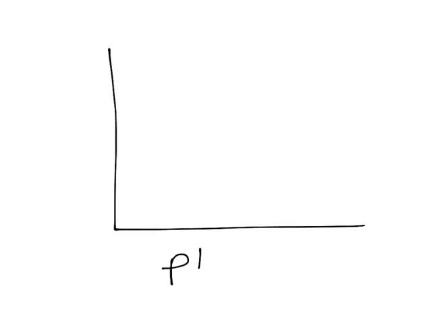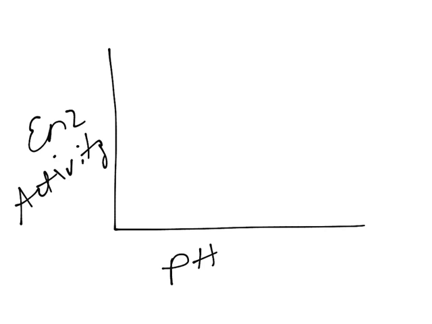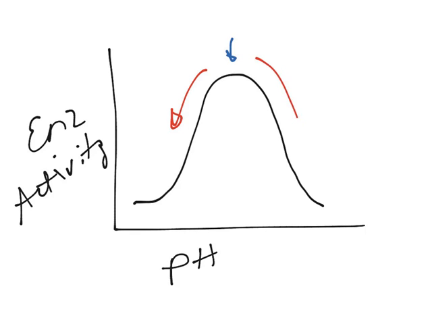So if we look at a plot of pH on the x-axis and enzyme activity, so how functional it is, on the y-axis, we get something like this. So you get this region, or this area, where you've got maximum activity of the enzyme, and that activity falls off as you decrease the pH or increase the pH. And we can explain this based on changes in protonation state of catalytic residues.